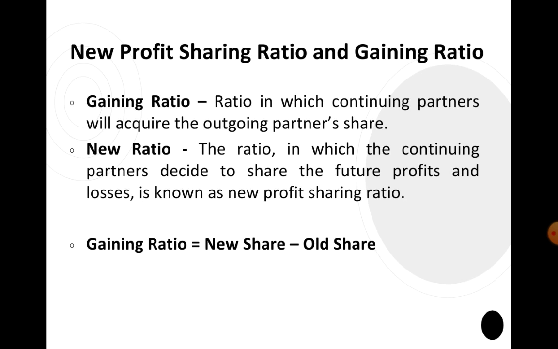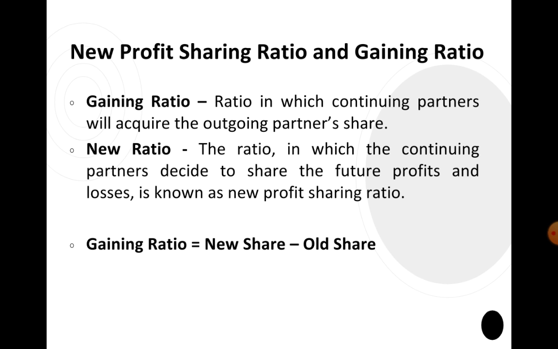At the time of the retirement of a partner, the business will continue with the remaining partners. Therefore, the combined shares of the remaining partners will be increased. The ratio in which the continuing partners acquire the outgoing partner's share is called the gaining ratio. Why? Because the continuing partners stand to gain by acquiring the retiring partner's share in the profits. They are going to receive the other partner's share of profits. That's why it's termed the gaining ratio.